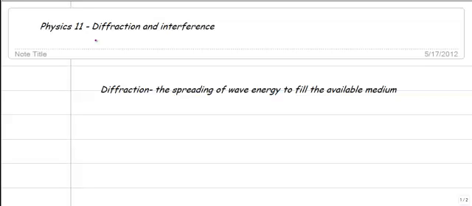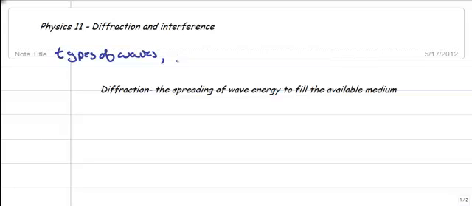Mr. Nagy's Physics 11 class. We're continuing on with our study of waves. Just a quick review: earlier in the unit, we looked at types of waves, things like transverse waves, the universal wave equation, and so on. We've moved on past that.